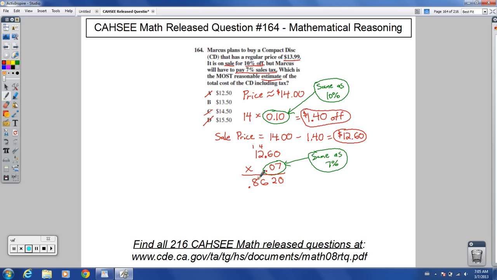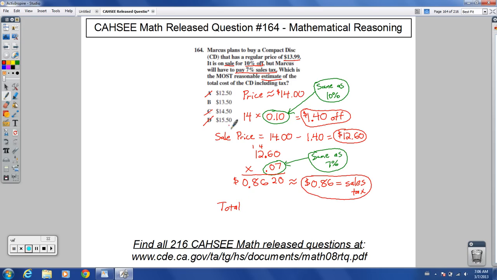That is not $86 in sales tax. That is 0.862, which is approximately 86 cents in sales tax. So this is the sales tax, right here. And finally we have our total cost.